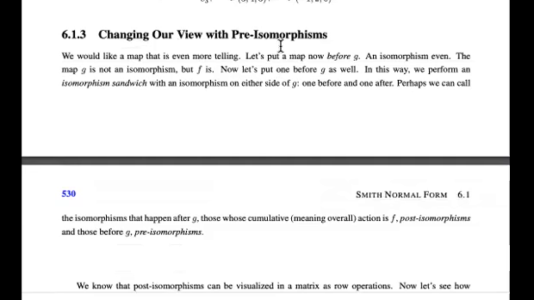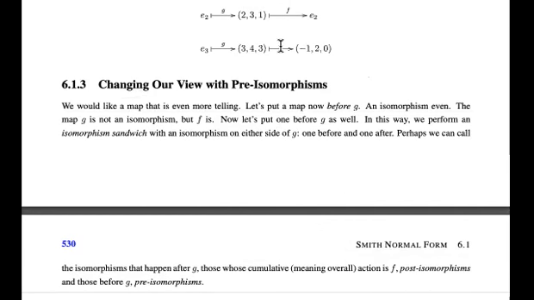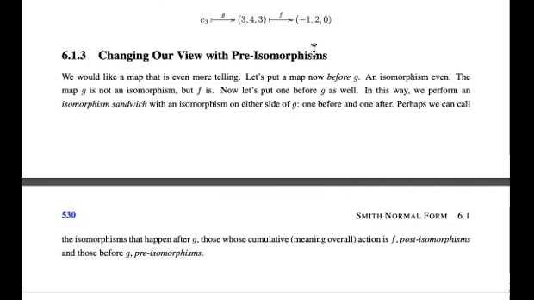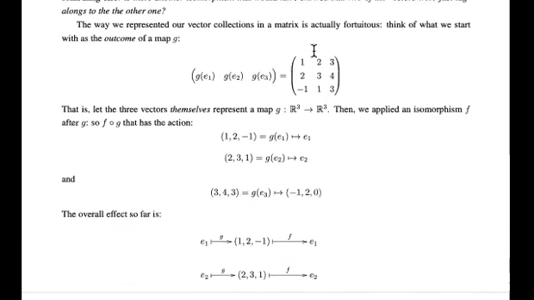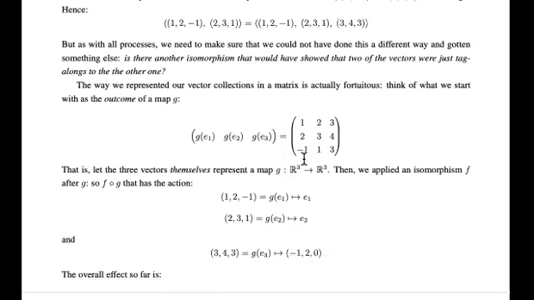Now, post-isomorphisms were row operations. Pre-isomorphisms are column operations, things done before the map, which should make sense because what do the different columns represent? This column is the image of E1. This column is the image of E2. This column is the image of E3. So if you switch around the columns, what you're doing is you're switching around the inputs. So you're like doing something before the map.